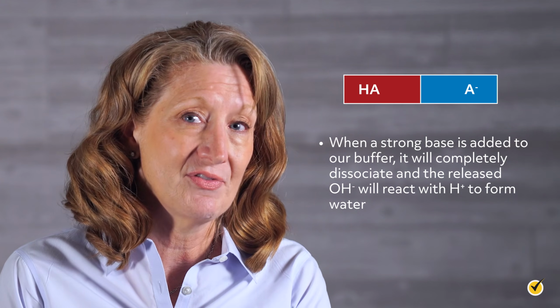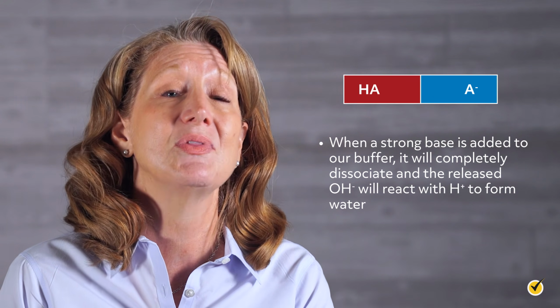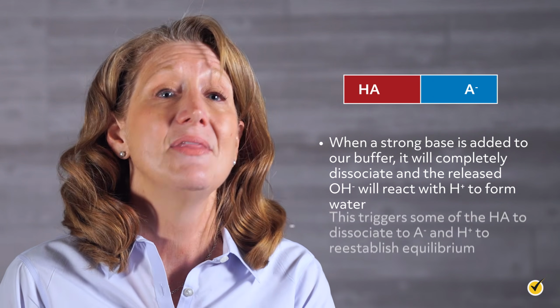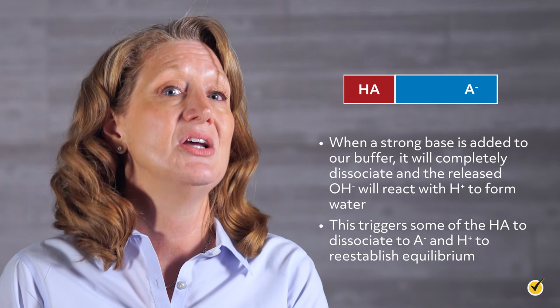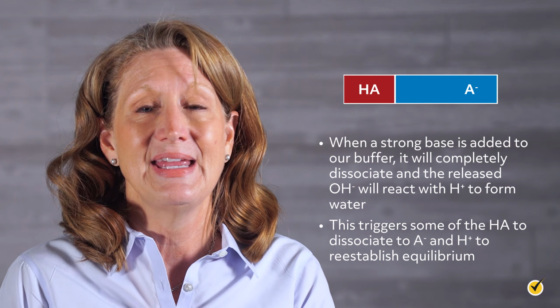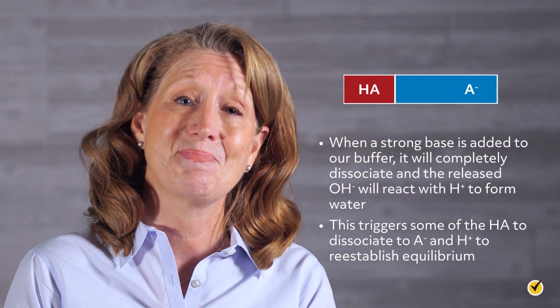Similarly, when a strong base is added to our buffer, it will completely dissociate, and the released OH- will react with H+ to form water. This triggers some of the HA to dissociate to A- and H+ to reestablish equilibrium. In this case, the result is a decrease in HA and an increase in A-. In summary, buffers work by having a reserve of weak acid and base to neutralize small amounts of added acids and bases. Now that we have the basics down, let's explore an example.